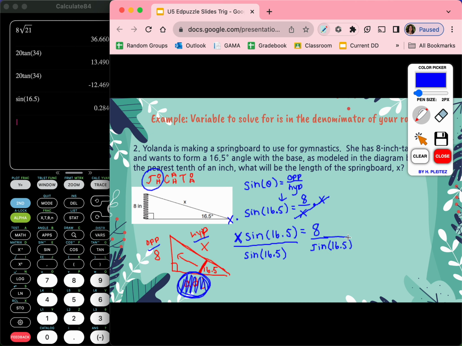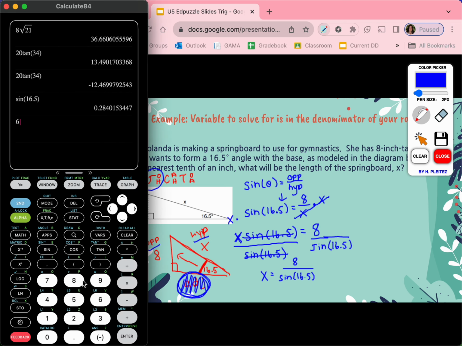And what's happening here is when we divide, they're simplifying out. So we're left with x equals 8 divided by sine of 16.5. Now again, this idea still follows, right? So we're on step 6 where we've substituted. Step 7 was solve for our variable, which we just did. Once you have your variable alone, then you can go to your calculator, right?